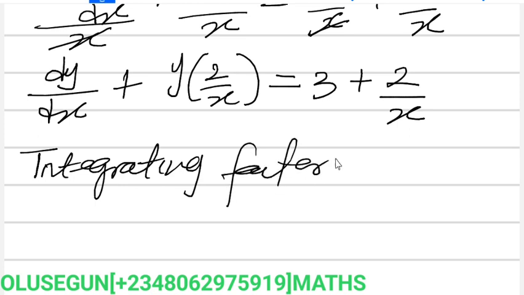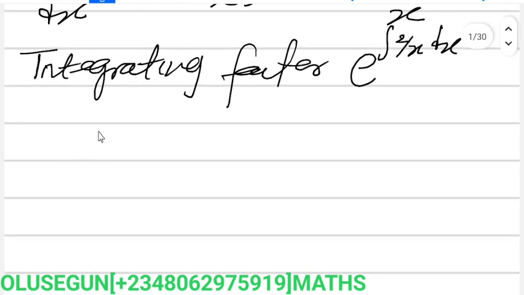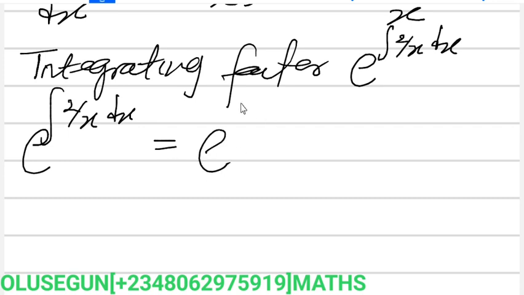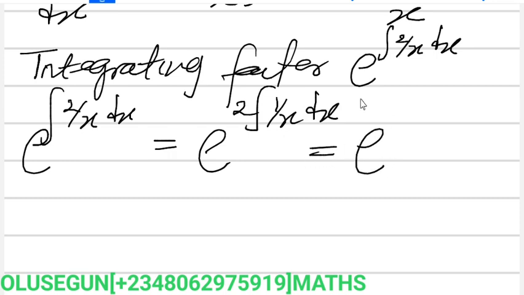The integrating factor is the exponential raised to the power integral of 2 divided by x dx. So if we have e raised to the power integral 2/x dx, you can write it as 2 times the integral of 1 over x dx. And when you integrate the reciprocal of x, we surely have exponential 2 ln x. That is just the meaning.